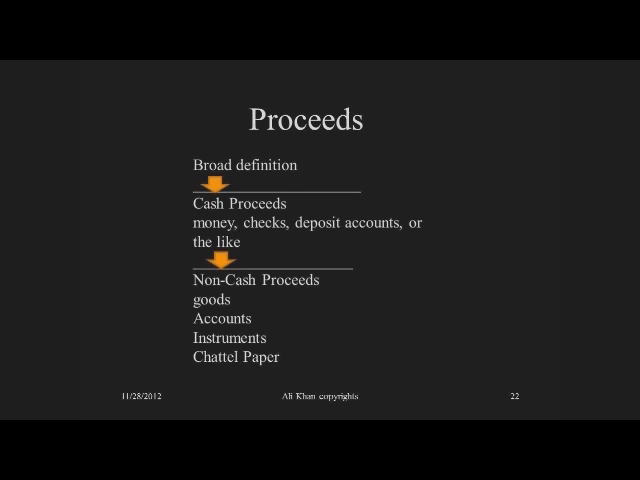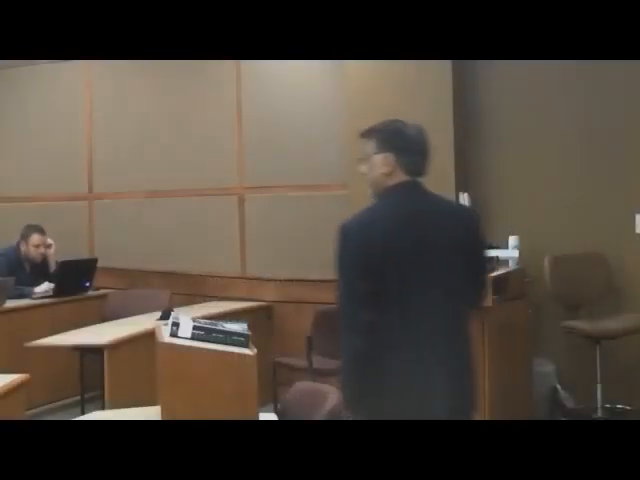So, when you sell collateral, if electricity was the collateral, if water was the collateral, then by selling that collateral, you might create an account. That account is proceeds of the collateral. Similarly, you sell collateral and get a promissory note. A promissory note is not a cash proceed, but it's a non-cash proceed. Similarly, you might sell the collateral and get a chattel paper. So chattel paper could also be proceeds by selling or leasing the collateral. Because note that chattel paper is produced both by selling and leasing goods. Leasing goods can also produce chattel paper.